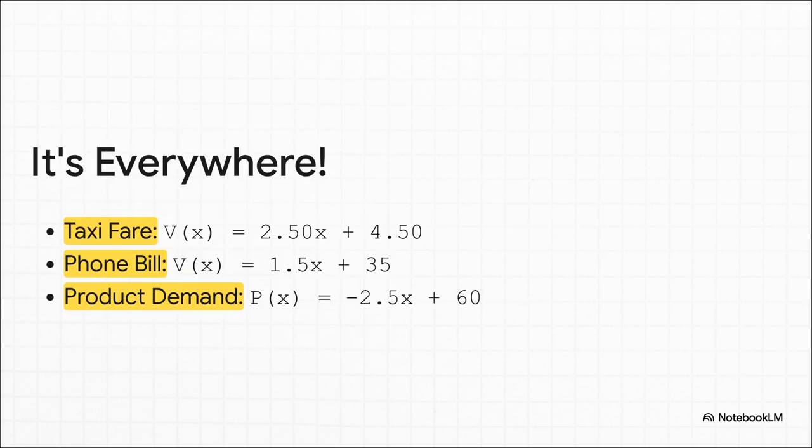And like I said, this isn't just for health plans. This structure is literally everywhere. It's the hidden engine behind so many pricing models we deal with every single day. Think about a taxi fare. You've got the flat fee just for getting in, that's your b, plus a cost for every kilometer, that's your a. Or your phone bill. It's the monthly fee, b, plus what you pay per gigabyte of data, a. Even big economic ideas like product demand follow this exact same logic. Seriously, once you see this pattern, you just can't unsee it.